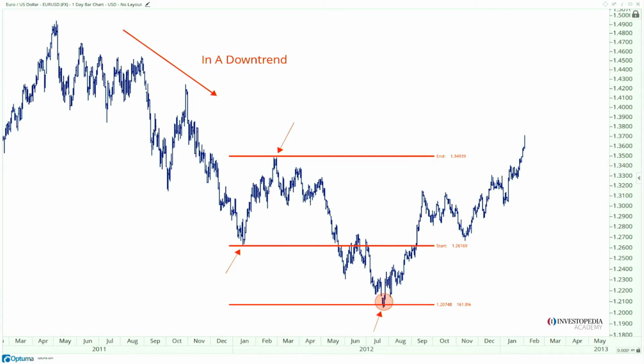These extension targets work in downtrends as well. When we make new lows, maybe we've never been there before. How do we calculate that target? It needs to be somewhere between where it broke down and zero, but where?